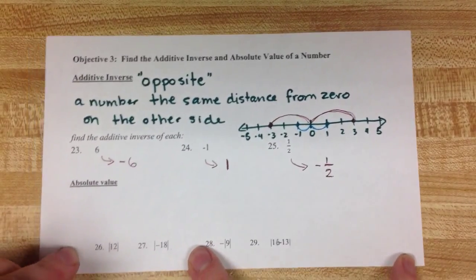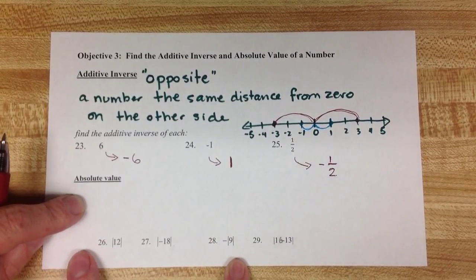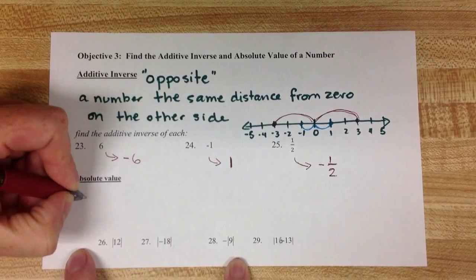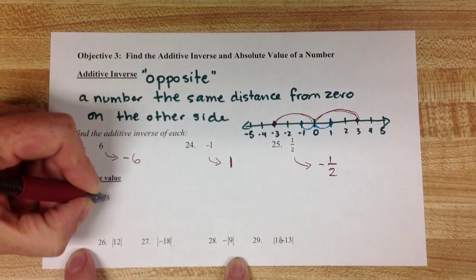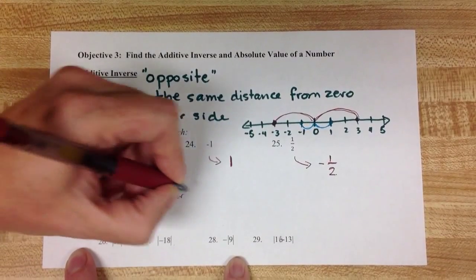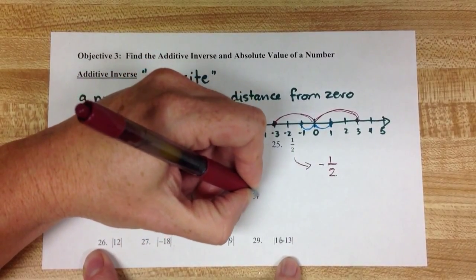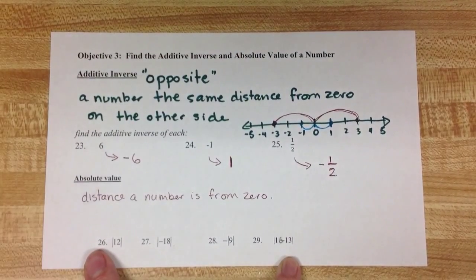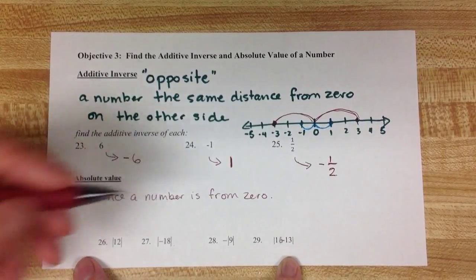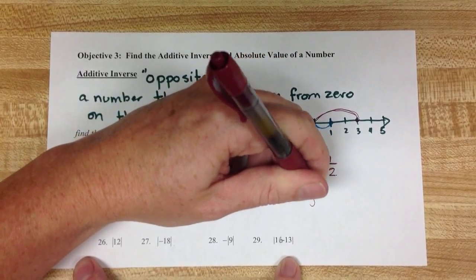Our last vocabulary word for this section is absolute value, and it also has to do with the distance from 0. What it means, the absolute value, is the distance a number is from 0. Okay? And because we're talking about distance, not the actual value itself, but the distance it is away, distance is always positive.